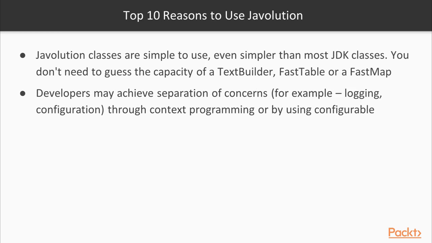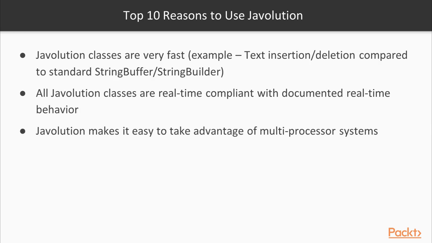Here are the top 10 reasons why you should use Javolution, at least in certain applications, especially when they are time or safety critical. Javolution classes are easy to use. In many cases, they are simpler than the JDK classes. You don't need to guess what a text builder, a fast table, or a fast map are about. It allows separation of concerns, for example, for logging or configuration through the use of contexts or by using the configurable element.